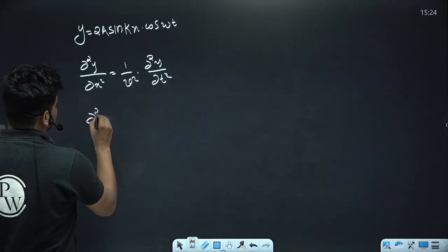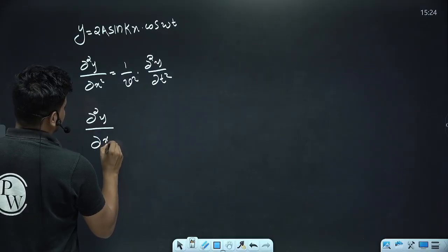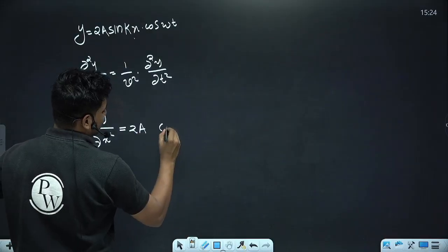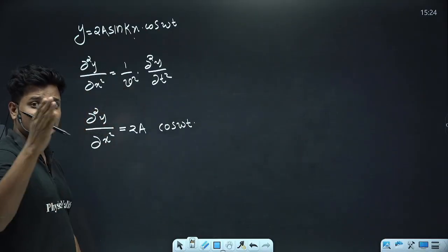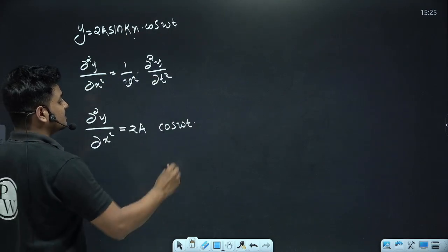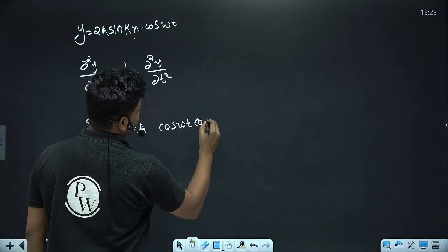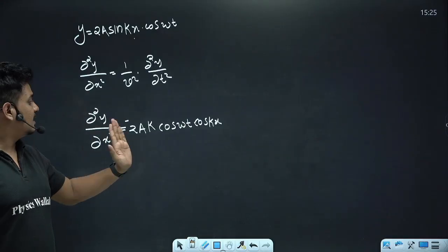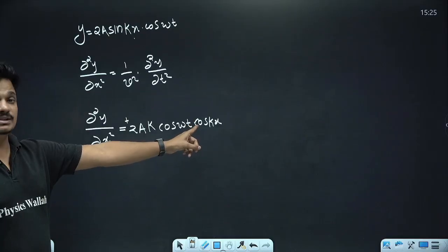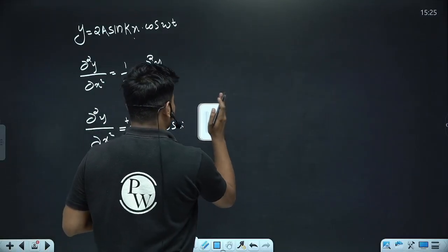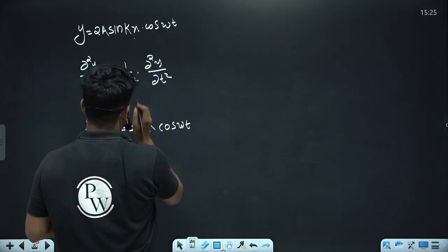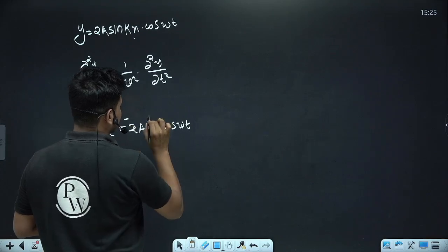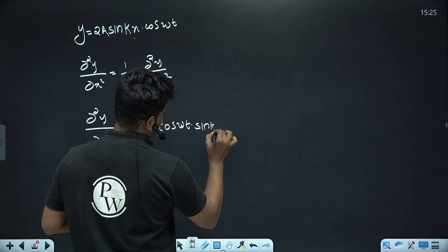So just find the double differentiation of this displacement equation with respect to x. 2a and cos omega t are constant. Differentiating sin kx, we get cos kx with a factor of k. Differentiating again, cos kx gives minus sin kx. With the negative sign, this becomes minus k square times 2a sin kx cos omega t. This is equation number 1.